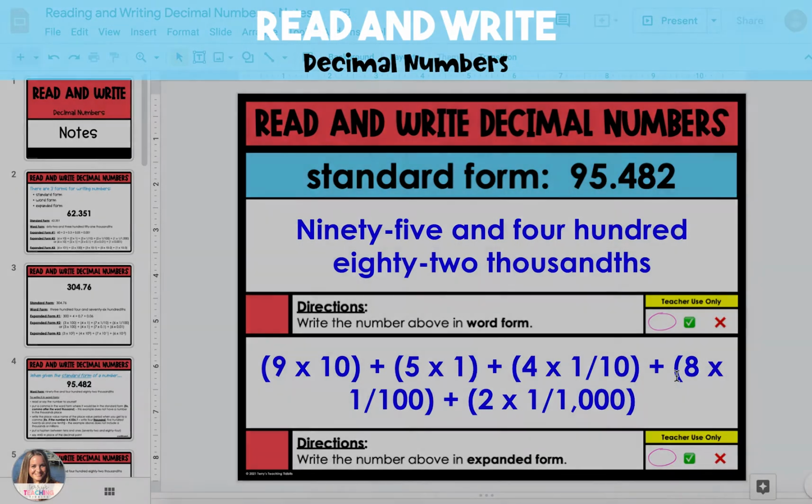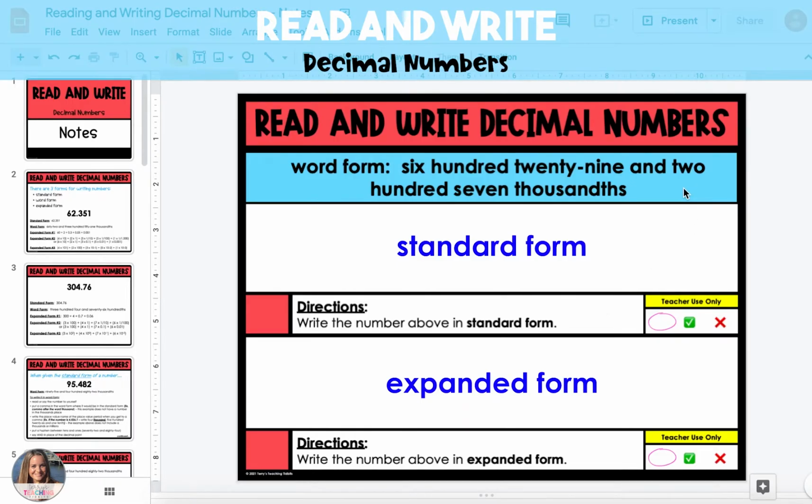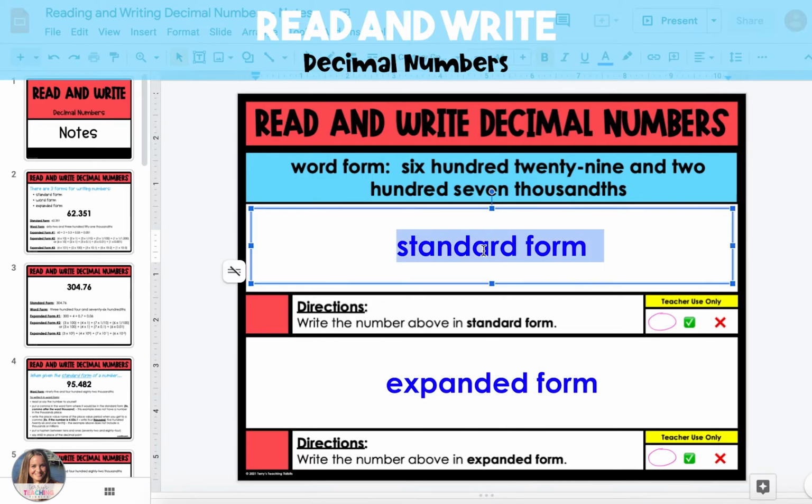In the next example, we're given the word form of a number, and we're going to rewrite it in standard form and expanded form. To write the word form into standard form, read the word form to yourself, 629 and 207 thousandths. Start by recording the whole number. It's everything before the word "and." So record the number 629. Then for the word "and," we're going to write a decimal point.